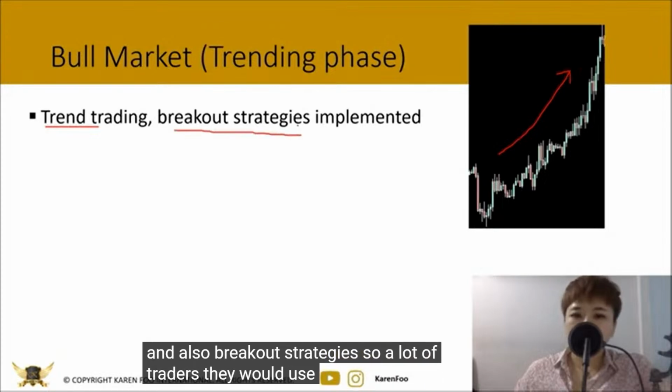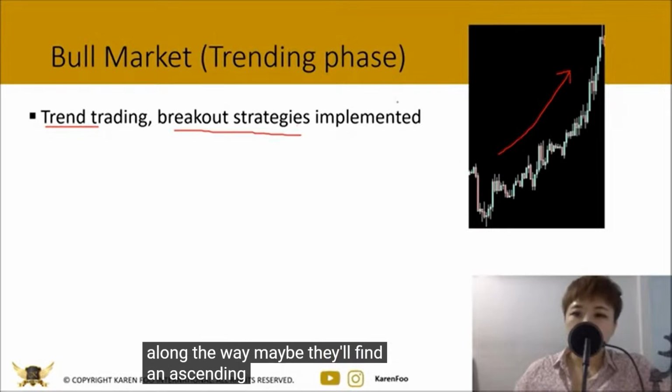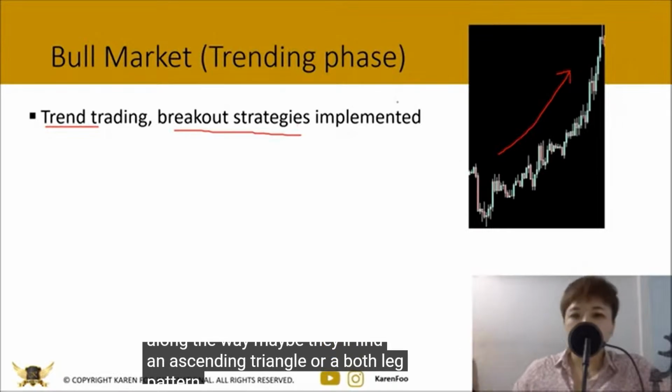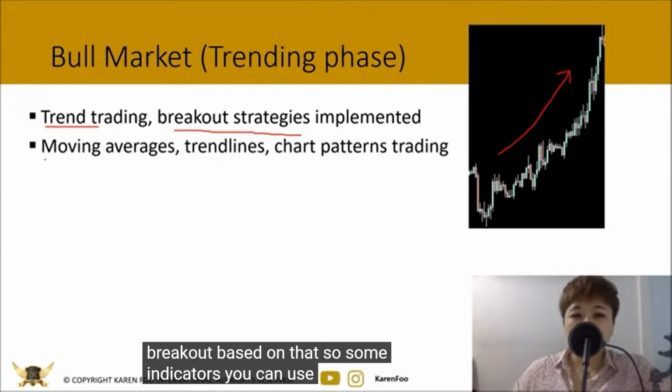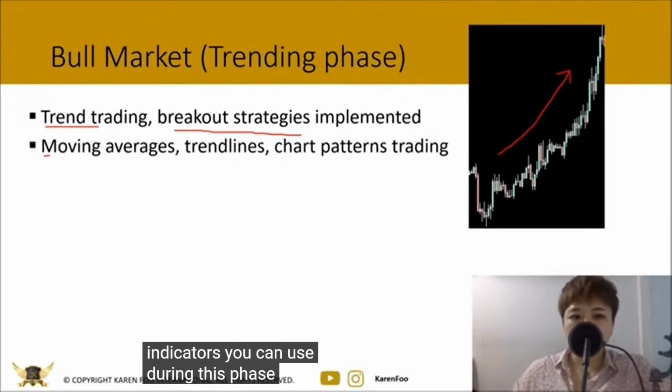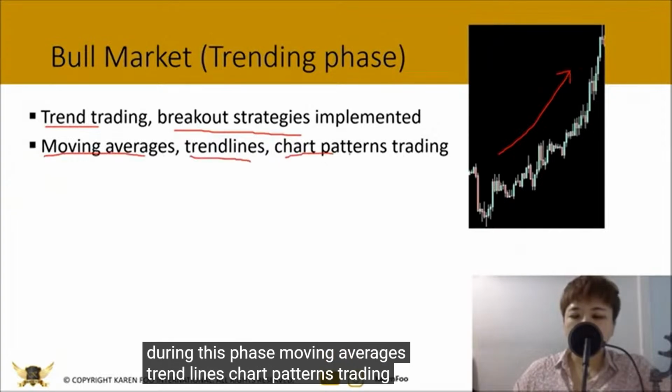So a lot of traders would use chart patterns. Along the way, maybe they'll find an ascending triangle or a bull flag pattern, and then they trade the breakout based on that. So some indicators you can use during this phase: moving averages, trend lines, chart pattern trading.